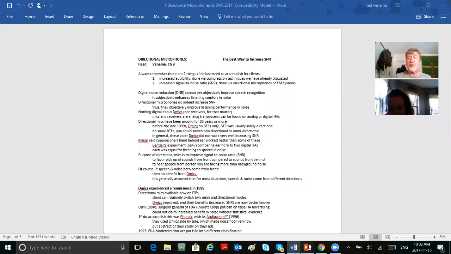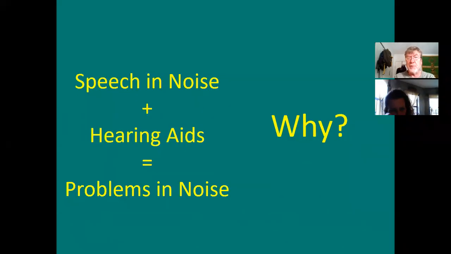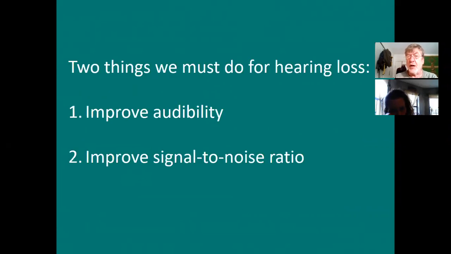And let's look at how directional mics actually work. This is the cool thing. Now, we're beginning with a bit of verbiage here again. Speech and noise equals problems and noise. So I'll highlight this slide here just to show you. Speech and noise plus hearing aids equals problems and noise. And we all know why. The reason why is because of hair cells. You've got to do two things for hearing loss. You've got to improve audibility and you've got to improve SNR.